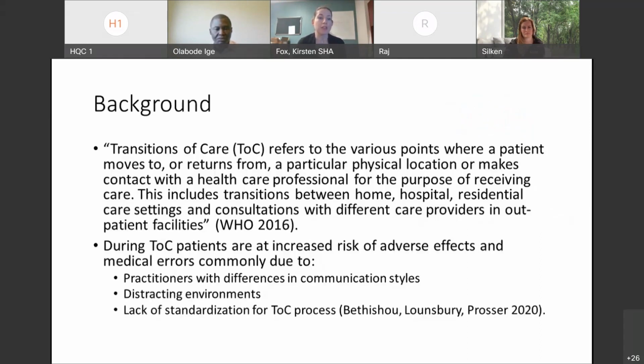So the World Health Organization definition of transitions of care is on the slide, but put very simply, transitions of care are all the different points that a patient goes through during their healthcare admissions or when they're receiving healthcare services. And these points in care can be either geographical locations or different practitioners. And as was mentioned earlier, transitions of care are very vulnerable times for patients, largely because it puts them at increased risk of experiencing adverse effects or medical errors that are due to a myriad of reasons, but some common ones are really communication-related issues between transitions of care.